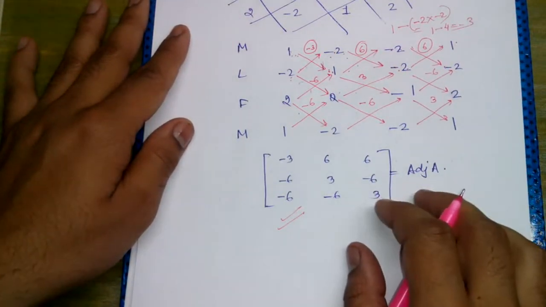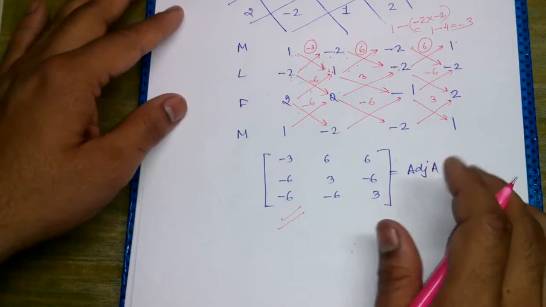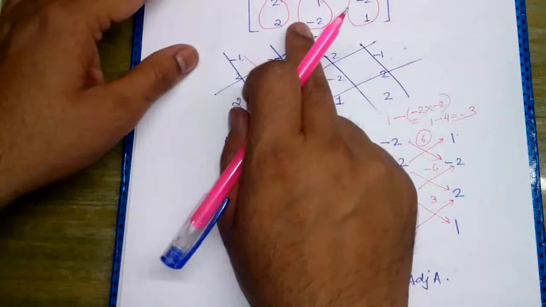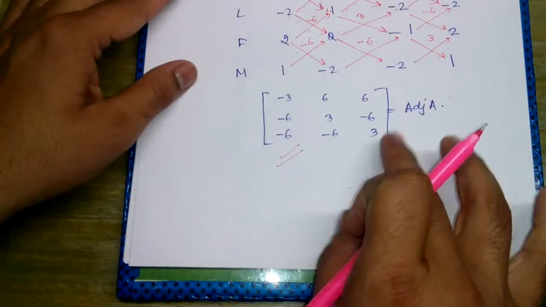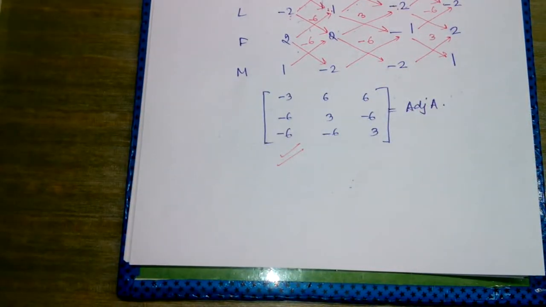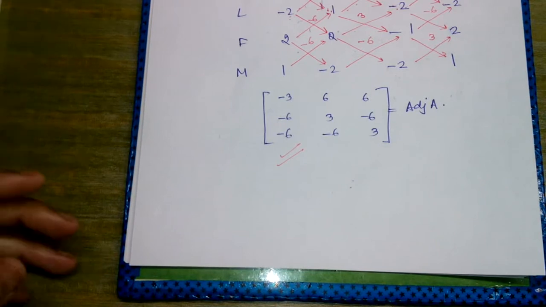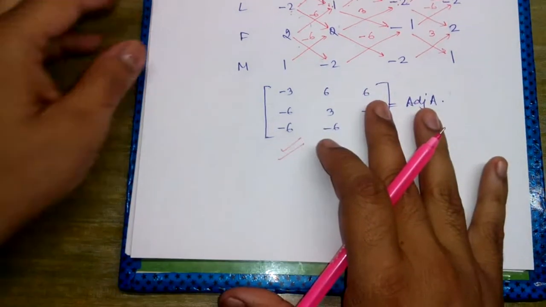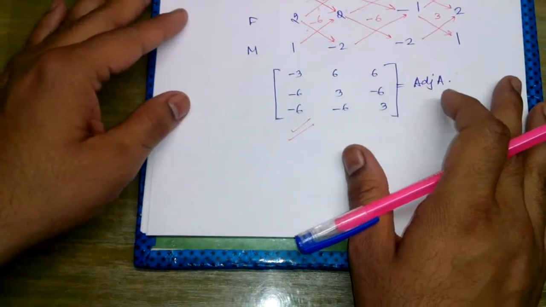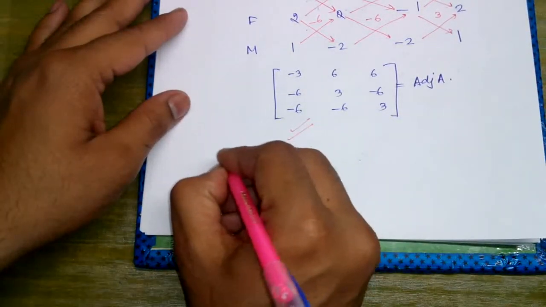So this is the shortest method to find out the adjoint, and we will find out the determinant from this, and we will divide this by the determinant, so we can easily obtain the inverse of the matrix. Okay, so this was about the adjoint and the inverse. Now we have been given a question.